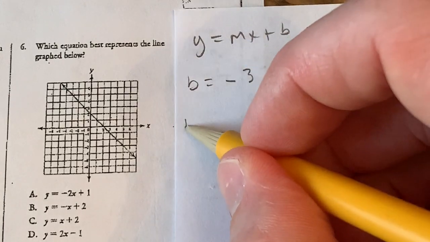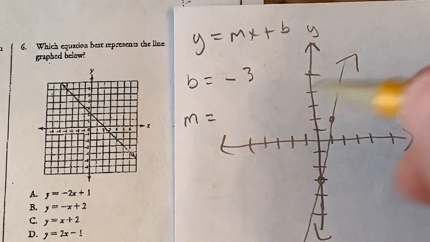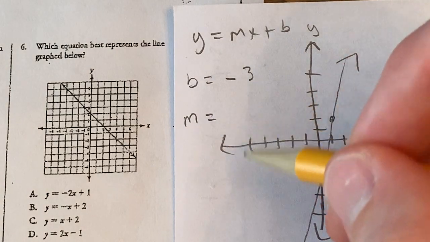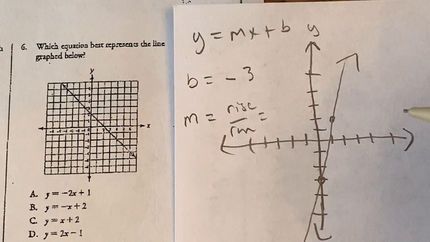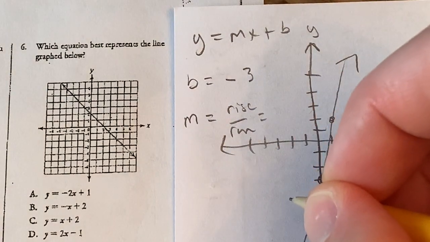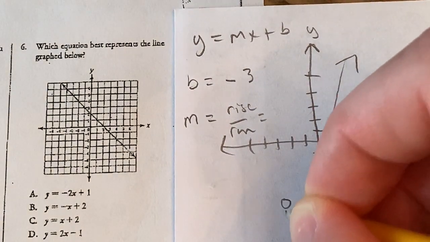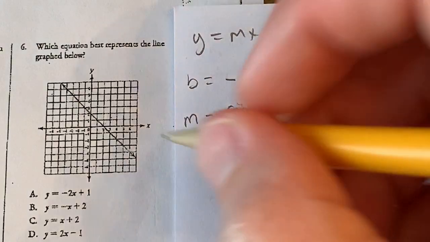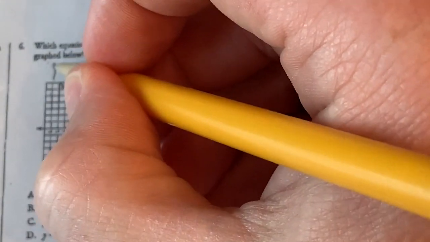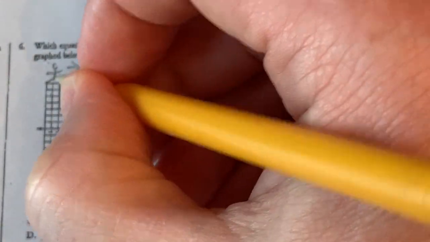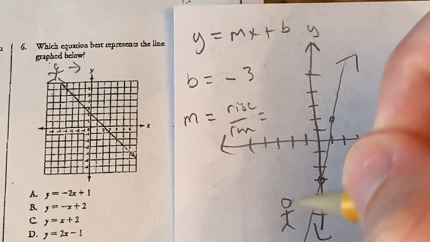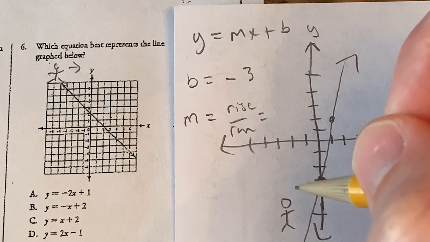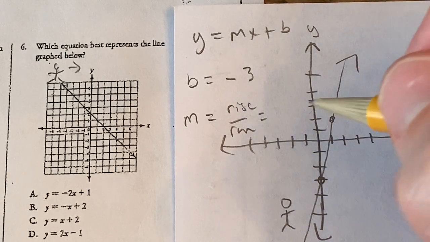The other thing I need is m. So remember, slope is rise over run. So let's write that down. Rise over run. So let's remember our little man. So I'm going to put my little man here. And remember, your little man always is here. And he walks that direction. So think about which way is he going to go, up or down. Okay, think about mine. So my guy is walking up. So I know my slope is going to be positive.